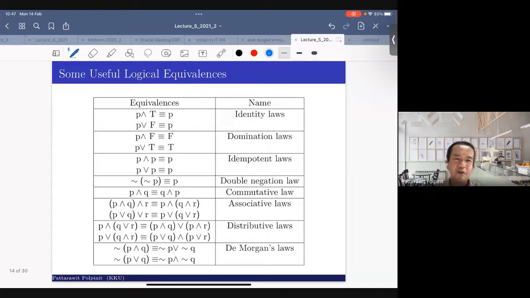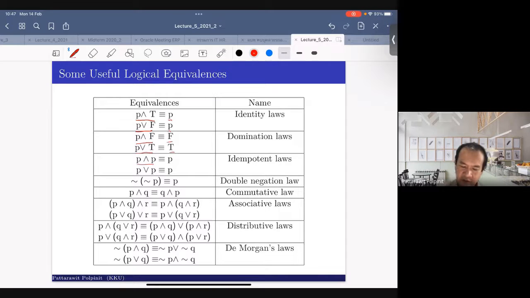And these are some of the logical equivalences that you can use. Okay, so take a look at some of these. If you have a proposition P and true, you will always have P, because anything AND with true will always give the same proposition. P or false, also you get P. P and false, you get false. P or true, you get true.